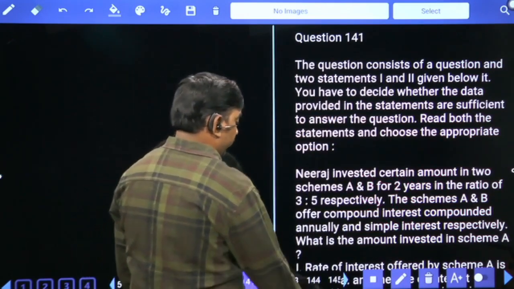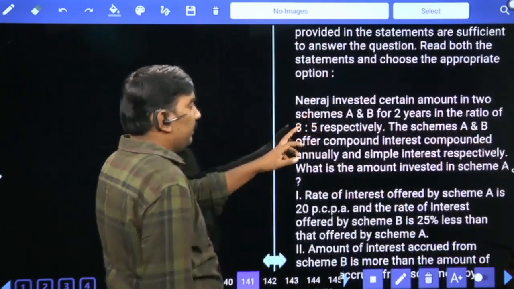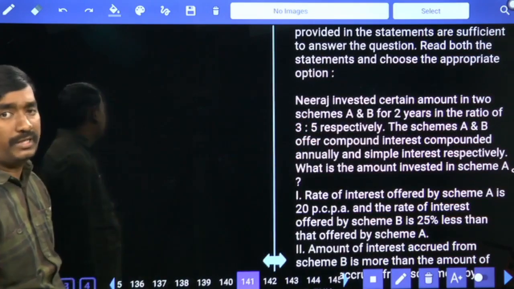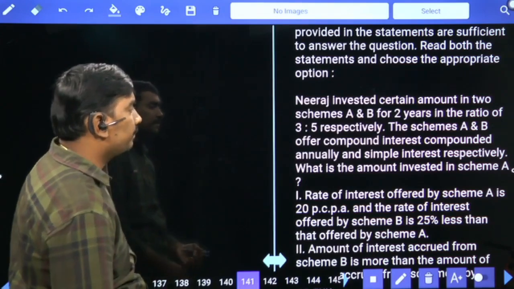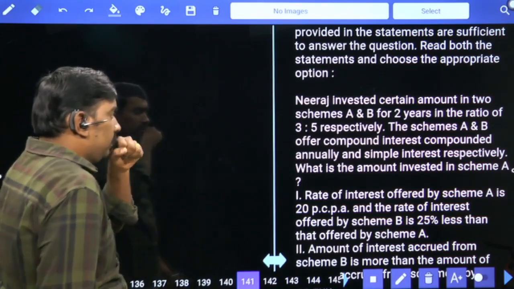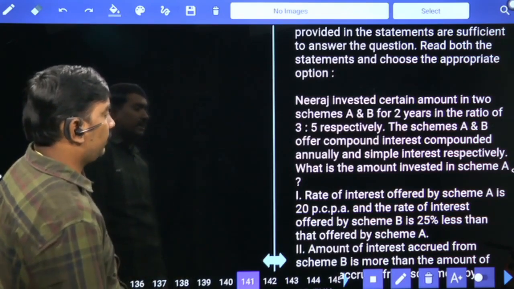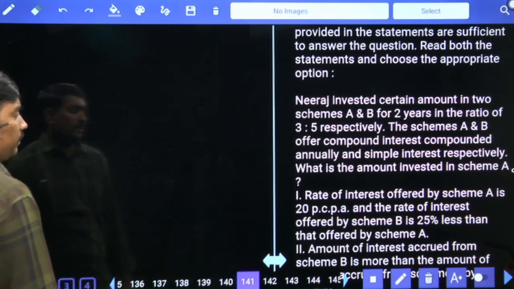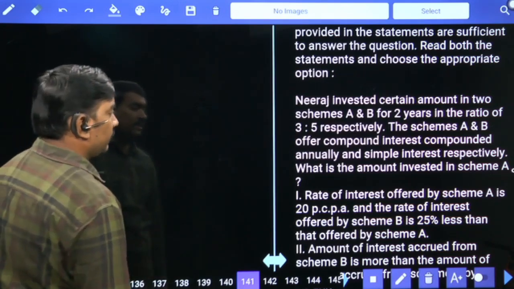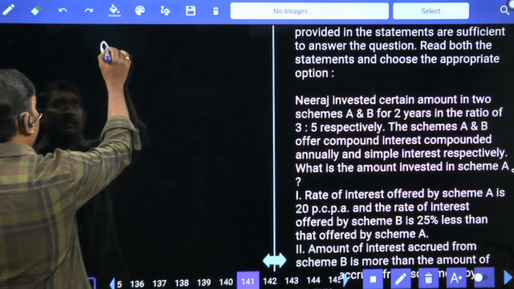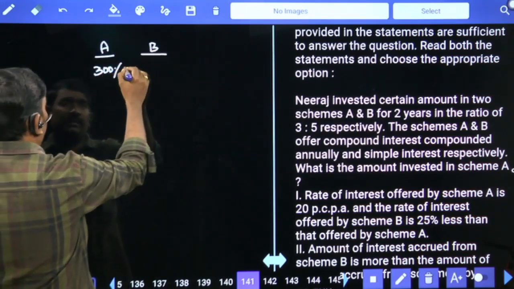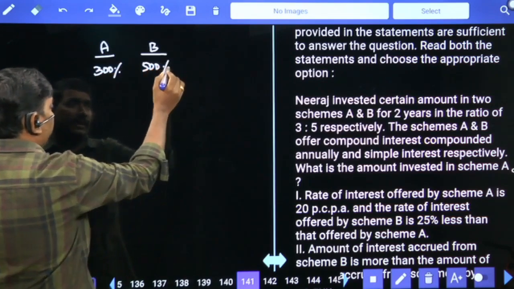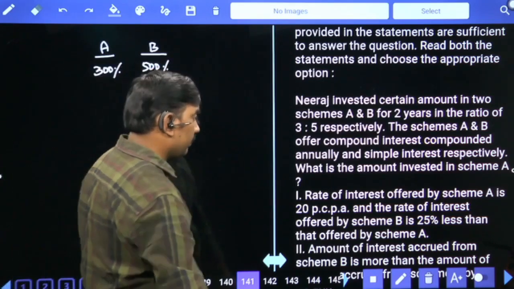Data sufficiency. Neeraj invested a certain amount in two schemes A and B for 2 years in the ratio of 3:5 respectively. Scheme A and B offer compound interest, compounded annually, and simple interest respectively. What is the amount invested in scheme A? Scheme A and B 3:5, 300% and then 500%. That's what we need to calculate. 300% is how much?